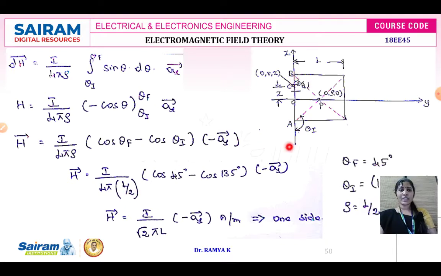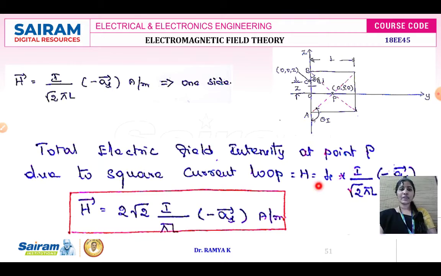For one side, if you find the value of H, we will get I divided by root 2 pi L. Direction is minus ax vector. This is for only one side. If you want to identify the magnetic field intensity on all the 4 sides, then we need to multiply the magnetic field intensity obtained by one side by 4. After doing so, we'll get the magnetic field intensity in case of a square as 2 root 2 I divided by pi L. Direction of the magnetic field intensity is minus ax vector.